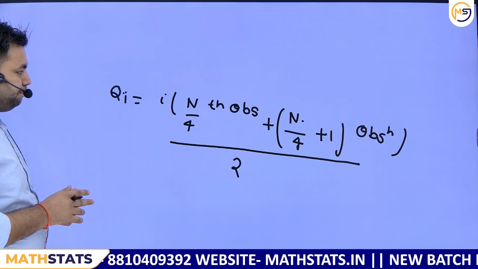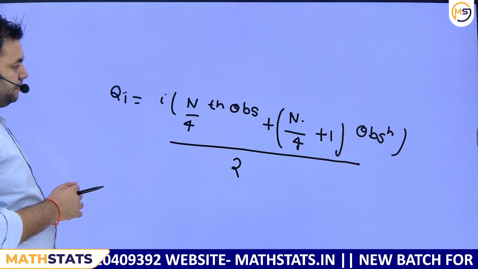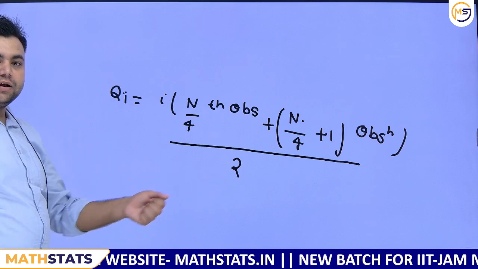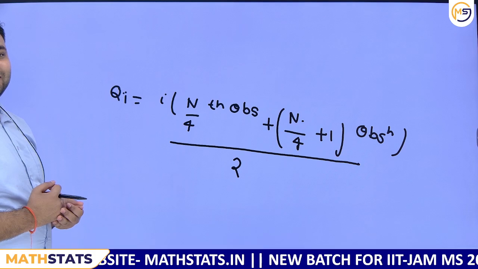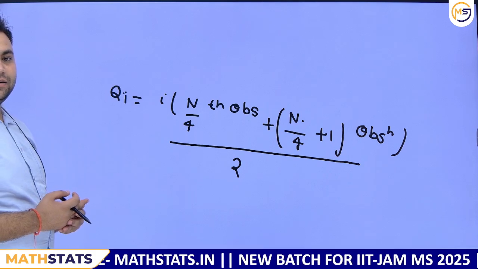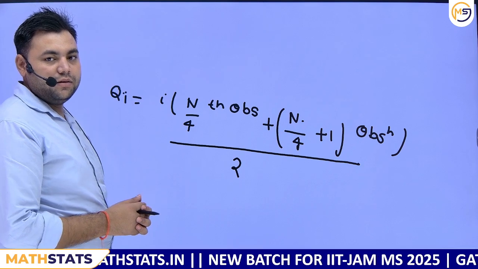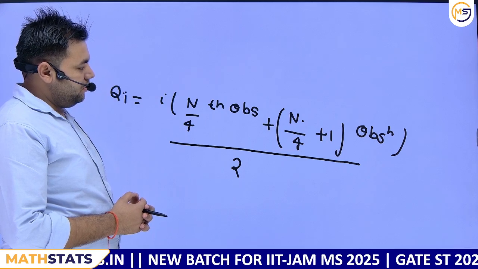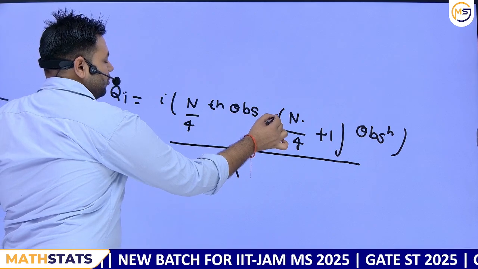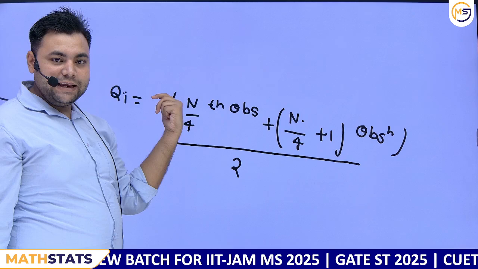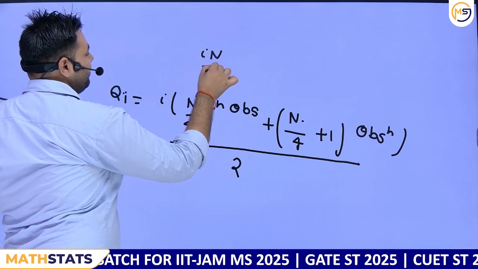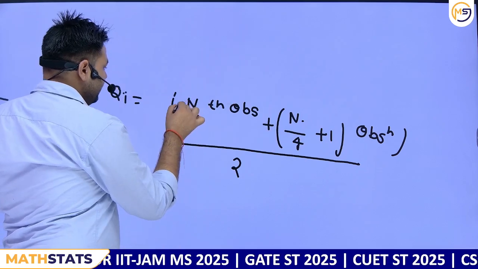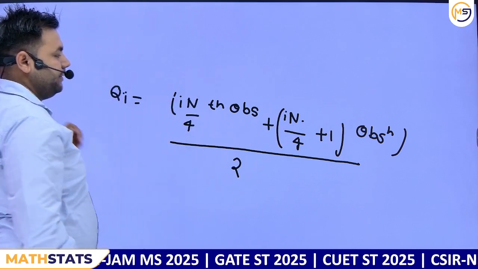Okay, so i should be in both the numerator, so the numerator is 2 or 4, or any number, and the denominator is 2. In the numerator, i should be inside the bracket: i into n by 4, and here also i into n by 4 plus 1, here also i into n by 4. So I am inside i. Okay, this is right. You want to say this i n by 4, this i n by 4, right? Yeah. Okay.